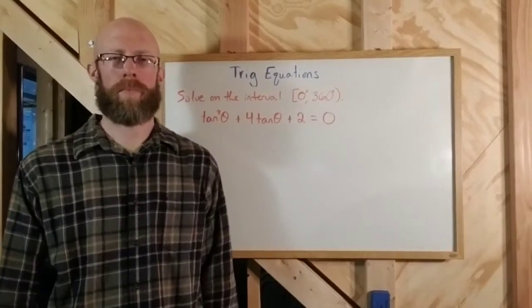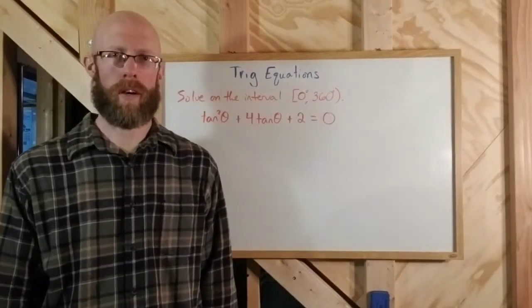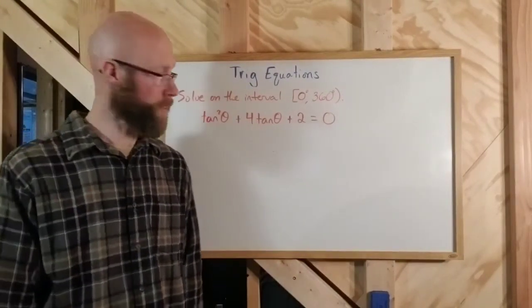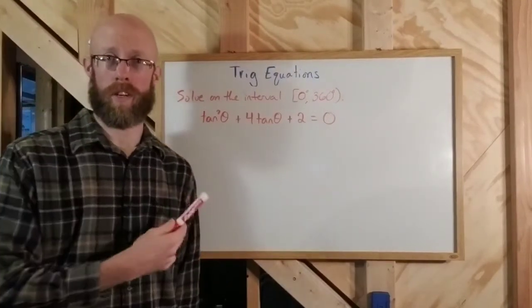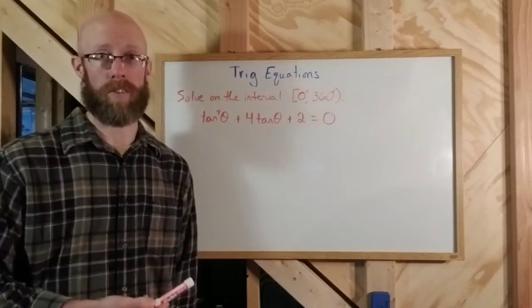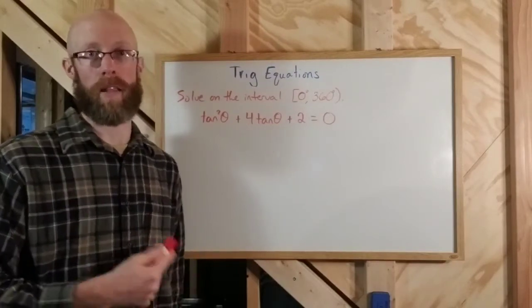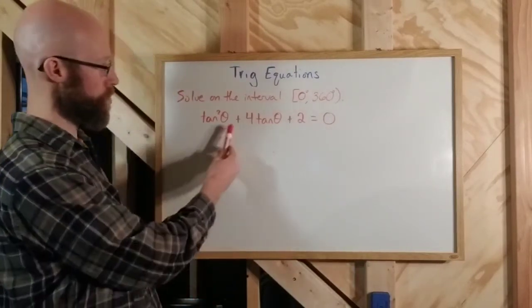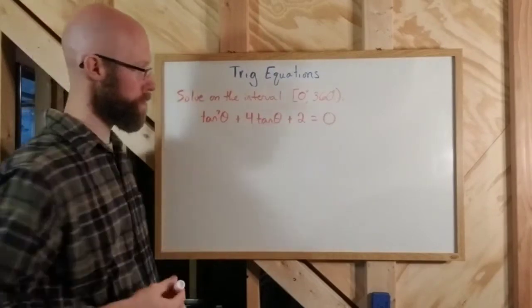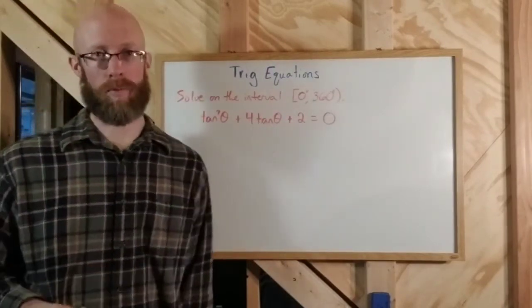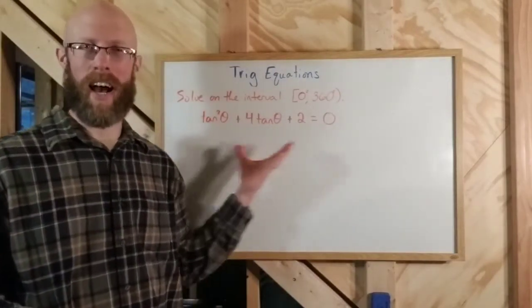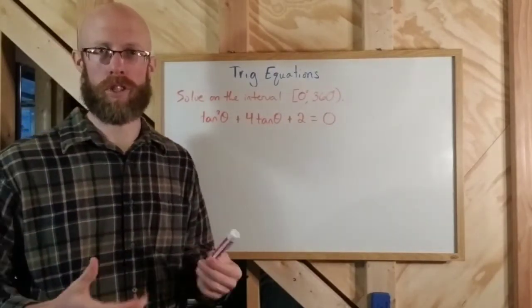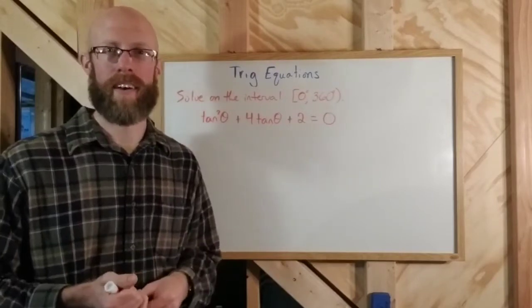Alright, last example for trig equations. We're going to do one a little bit different. This one has just a single trig function in it, but it's not factorable as a polynomial. Right? So tangent squared plus 4 times the tangent theta plus 2 is equal to 0. Well, we have the 0 on one side. It is kind of a polynomial style of equation.